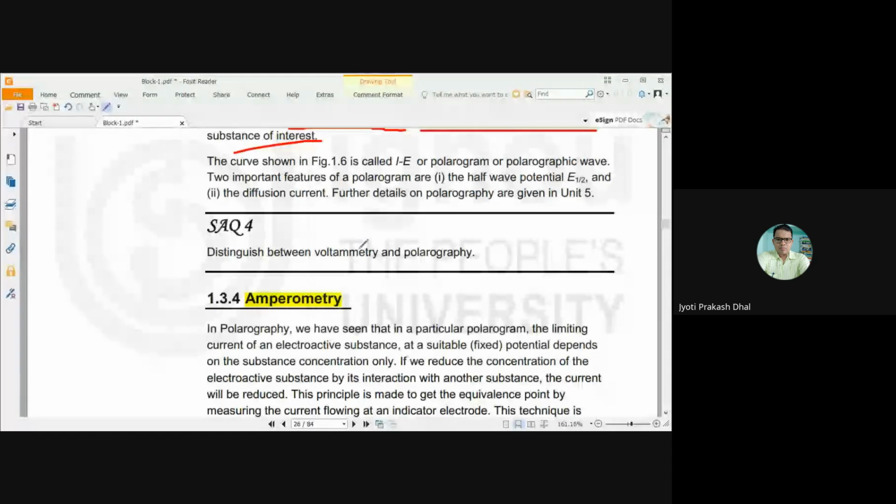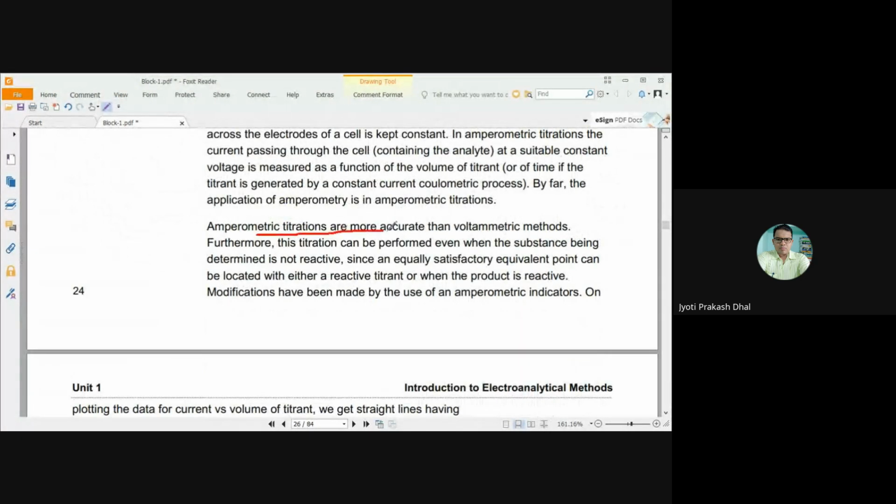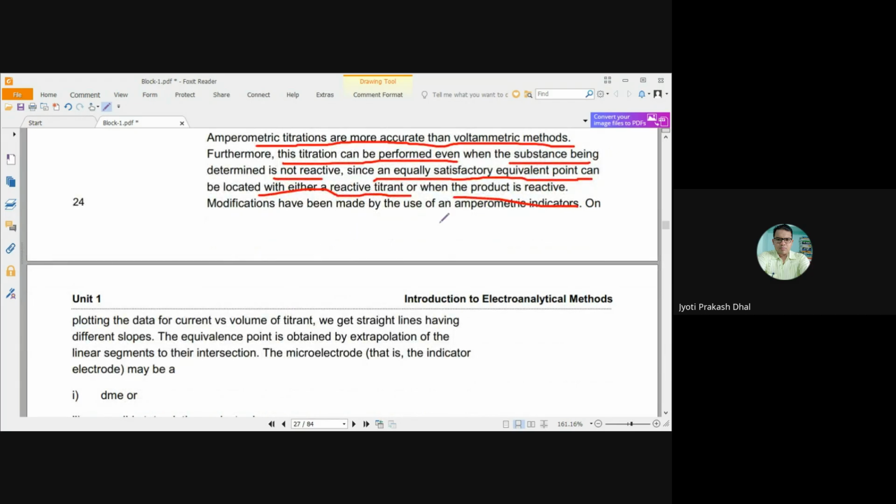So after that we will discuss amperometry. Amperometric titrations are more accurate than voltammetric methods. Further, this titration can be performed even when the substance being determined is not reactive, since an equally satisfactory equivalence point can be located with either a reactive titrant or when the product is reactive. This modification has been used in the amperometric indicator.